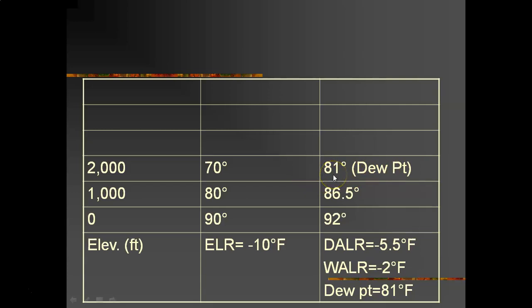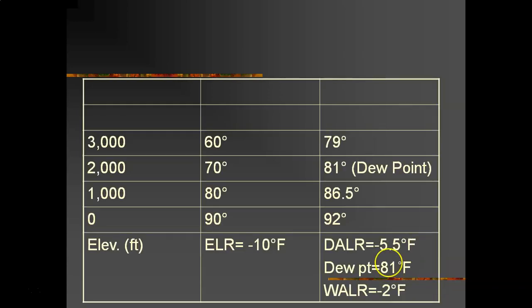forming the cloud. And so now we've got to convert to our wet adiabatic lapse rate, and our wet adiabatic lapse rate is 2 or 3 or 4 degrees. We've just chosen to subtract 2 degrees because it's just easier to subtract. So let's move up and see what's going on at 3,000 feet elevation.